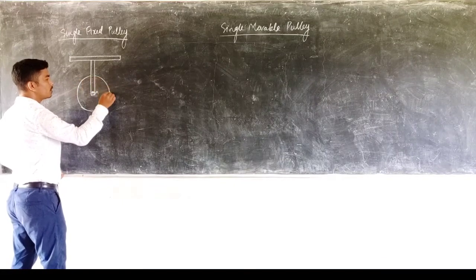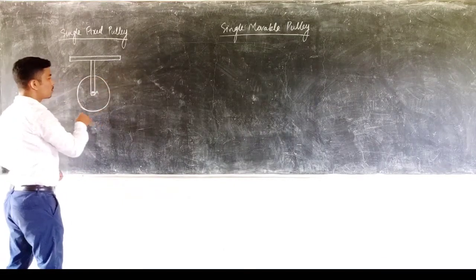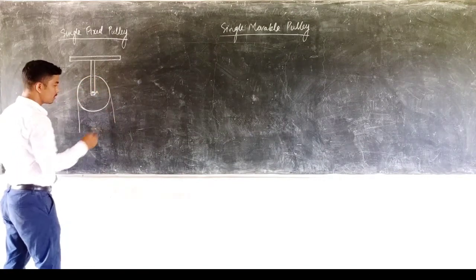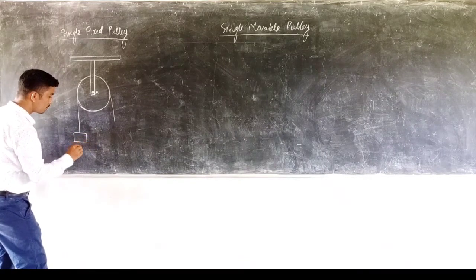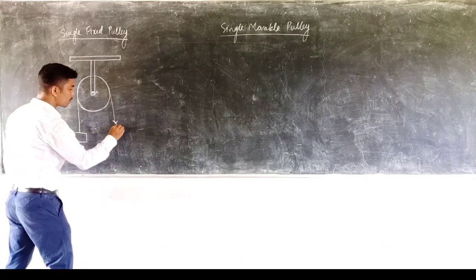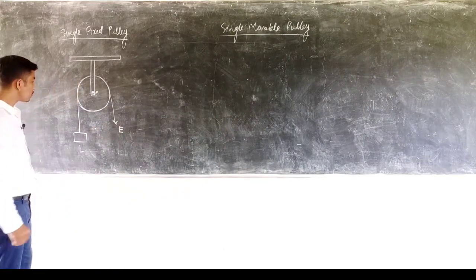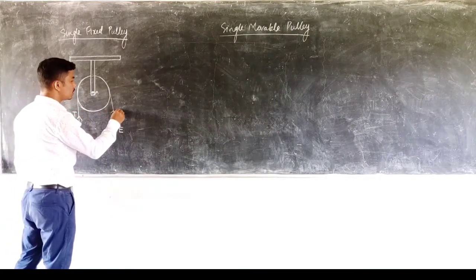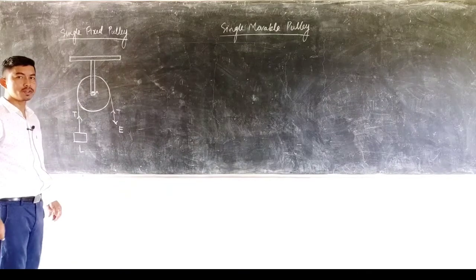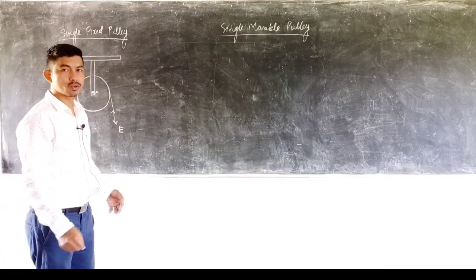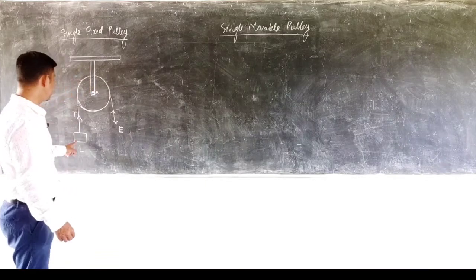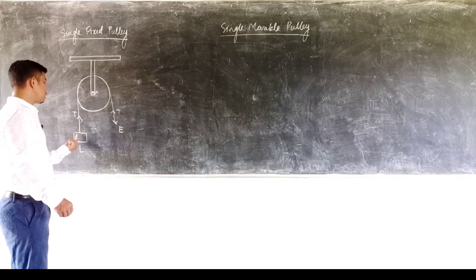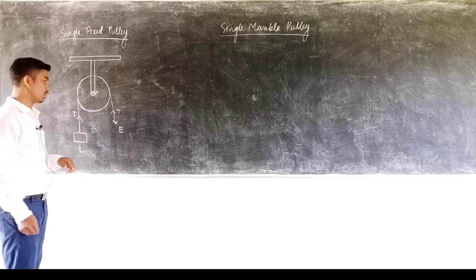And also we pass a rope around its rim. So we have a rope here, and at one end of the rope we have a load L, and on the other side we apply the effort E. And on both sides of the string, let T be the tension acting. The tension always acts upward. This is because of Newton's third law of motion: to every action there is an equal and opposite reaction. Just like the weight of the body acts downward, the tension acts upward. Same on the other side as well.